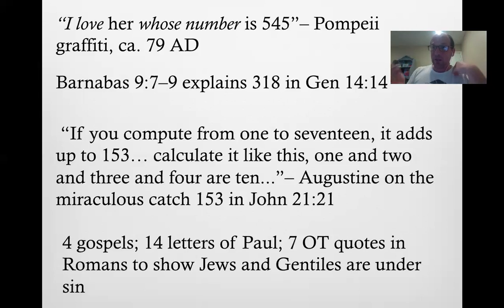Even he is drawn to the numerical significance. So he makes 7 quotes to show that Gentiles and Jews are under sin. And again, 7 being a number for completion, complete, entire. Look, you're under it, the end, story over. Okay, so that's all to say this is going on in the 1st century. It's not something that people are just making up to look for.